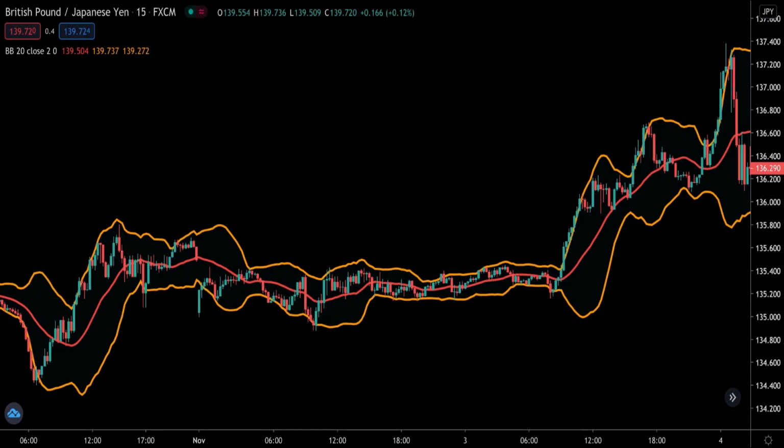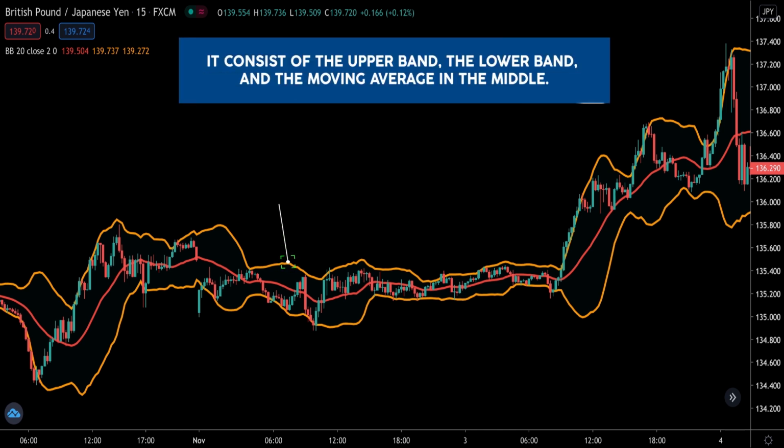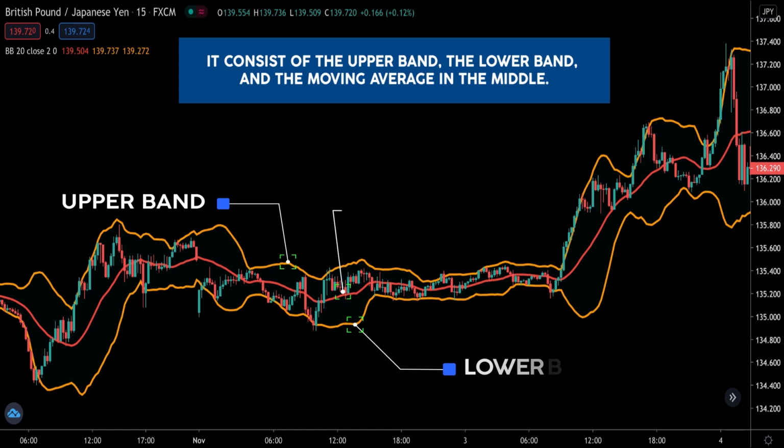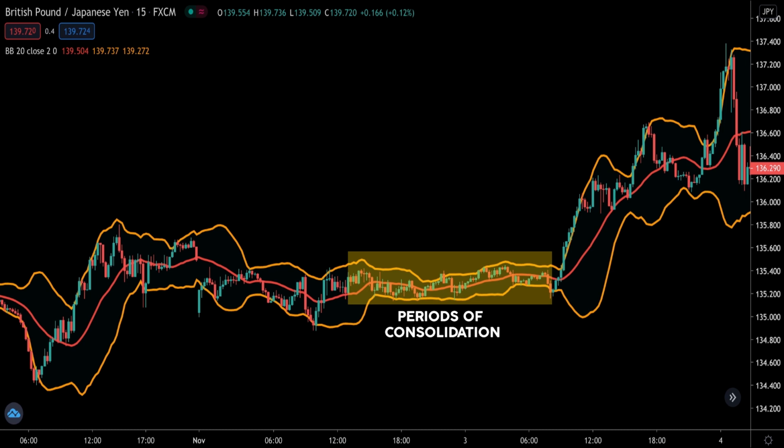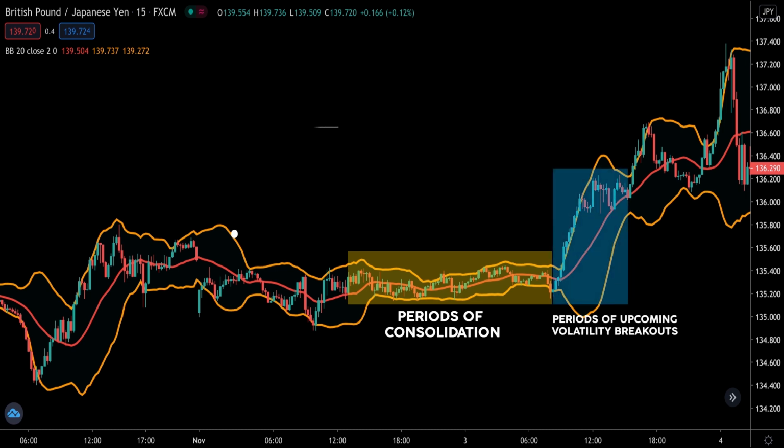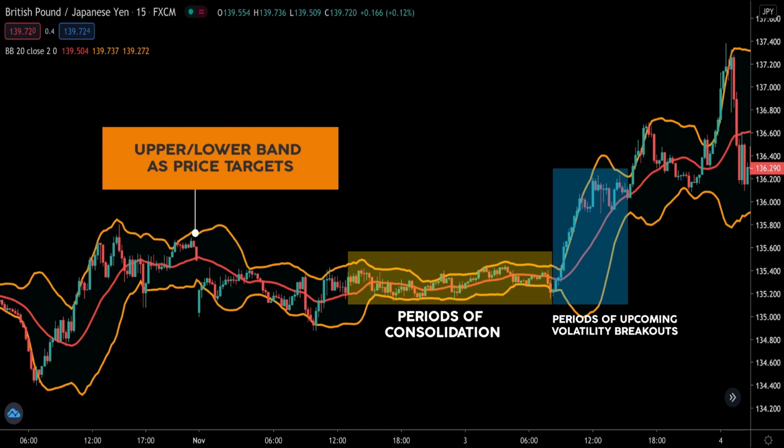Bollinger Bands are like price ranges placed on a chart that represents volatility. You can see that it consists of the upper band, the lower band, and the moving average in the middle. Typically, traders use the 20-period moving average setting with an upper and lower band of 2 standard deviations. The Bollinger Band is particularly useful for day trading because it tells you the market volatility while providing you information regarding periods of consolidation, periods of upcoming volatility breakouts, and price targets all at the same time.